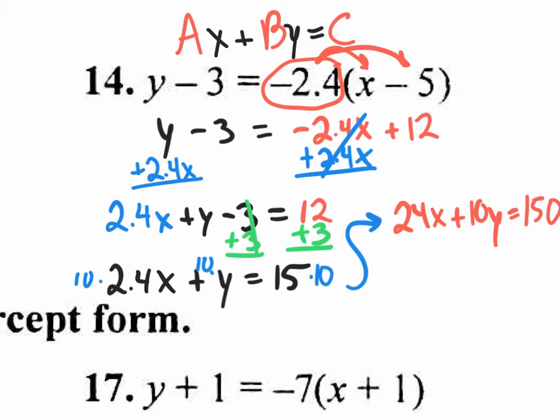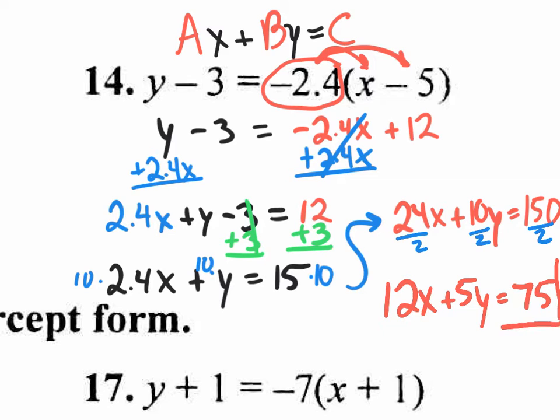Okay. And I said final answer, but technically it's not my final answer. Why not? Because, I mean, this is correct. But remember, an equation, you could do anything you want to it as long as you do it to all the terms. So if you want to make this look nicer, recognize that all of these terms, 24, 10, and 150, those are all even numbers, which means you could at least divide everything by 2. And again, you could do that because it's an equation. You could divide everything by 2, and now you'll have your final answer. 12x plus 5y equals 75. Half of 150 is 75. There is your standard form equation for number 14.